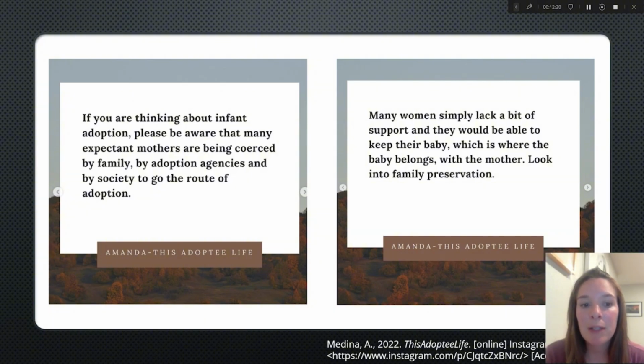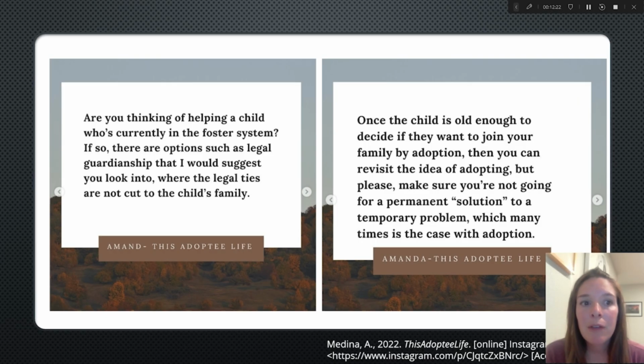Look into family preservation. Are you thinking of helping a child who's currently in the foster system? If so, there are options such as legal guardianship that I would suggest you look into, where the legal ties are not cut to the child's family. Once the child is old enough to decide if they want to join your family by adoption, then you can revisit the idea of adopting.